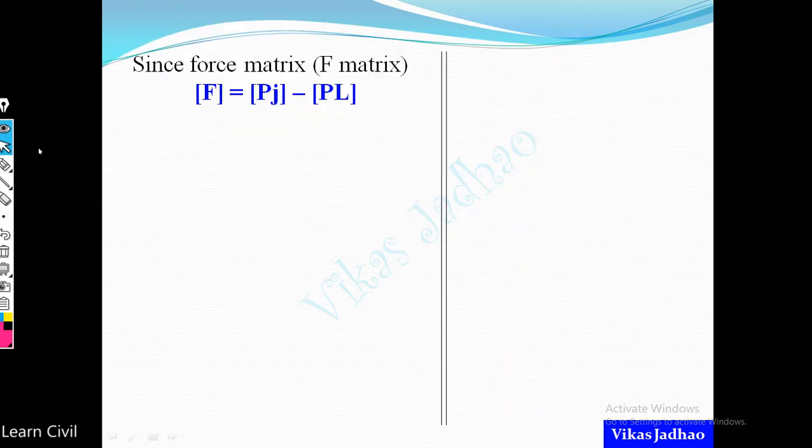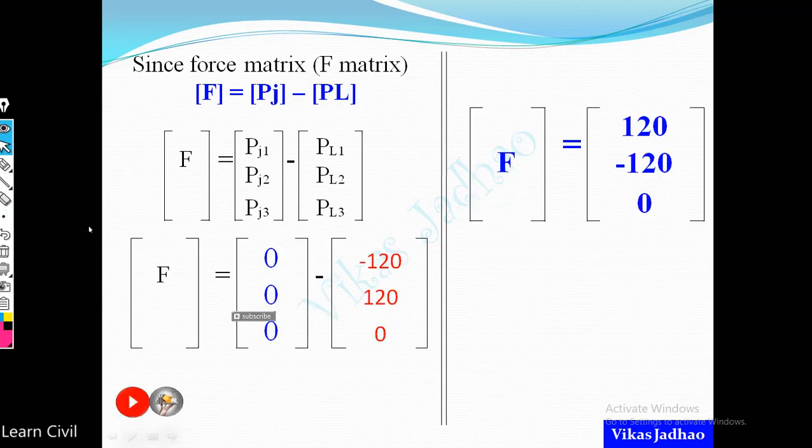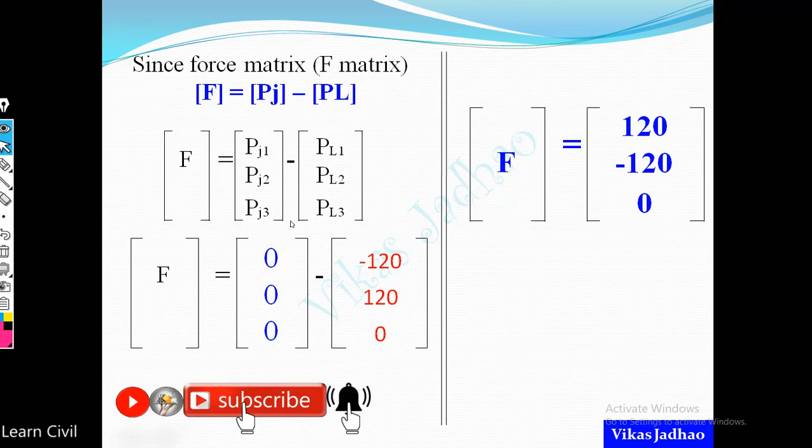As we have found out the values for the PJ matrix and the PL matrix, just substitute the values of the PJ matrix and the PL matrix in this equation. We will get the value of the force matrix. Force matrix is equal to 120, minus 120, and 0.